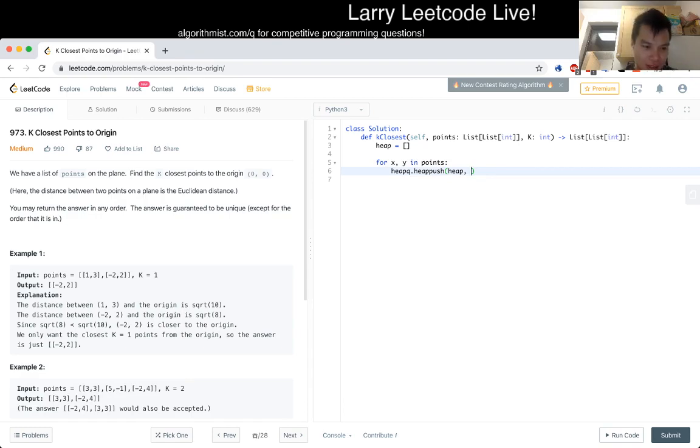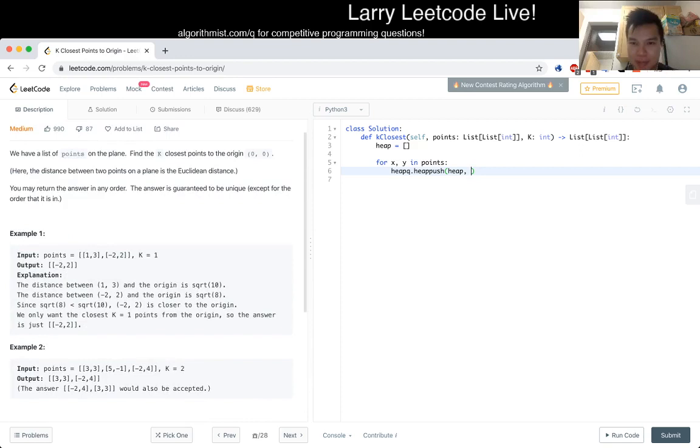Okay, so let's just push a tuple, right? Where we sort by the distance, and then let's just add x and y. Why not? Yeah.